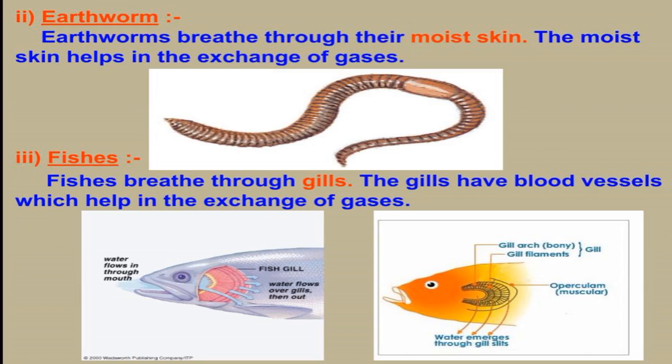The oxygenated blood from capillaries is taken to the heart and pumped to different parts of the body, and carbon dioxide-rich blood from body tissue is taken to gills for the exchange of respiratory gases.